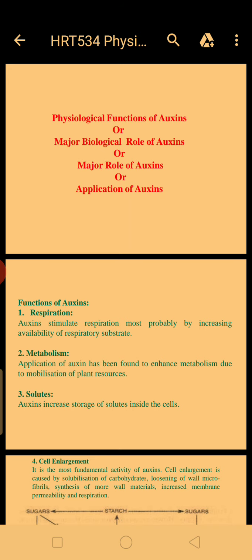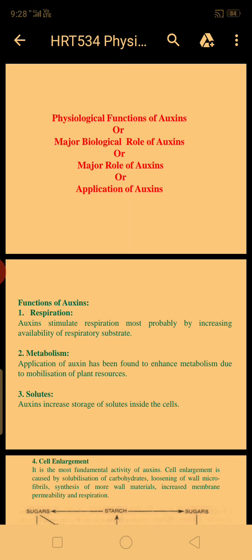If a short question asks about the physiological function of oxygen, or major role of oxygen, or application of oxygen, these are the same thing. Come to the next slide. So what are the major functions of oxygen? We will discuss them over 12 slides. In 12 slides, 14 or 16 major functions or physiological roles of oxygen. We will discuss them one by one.